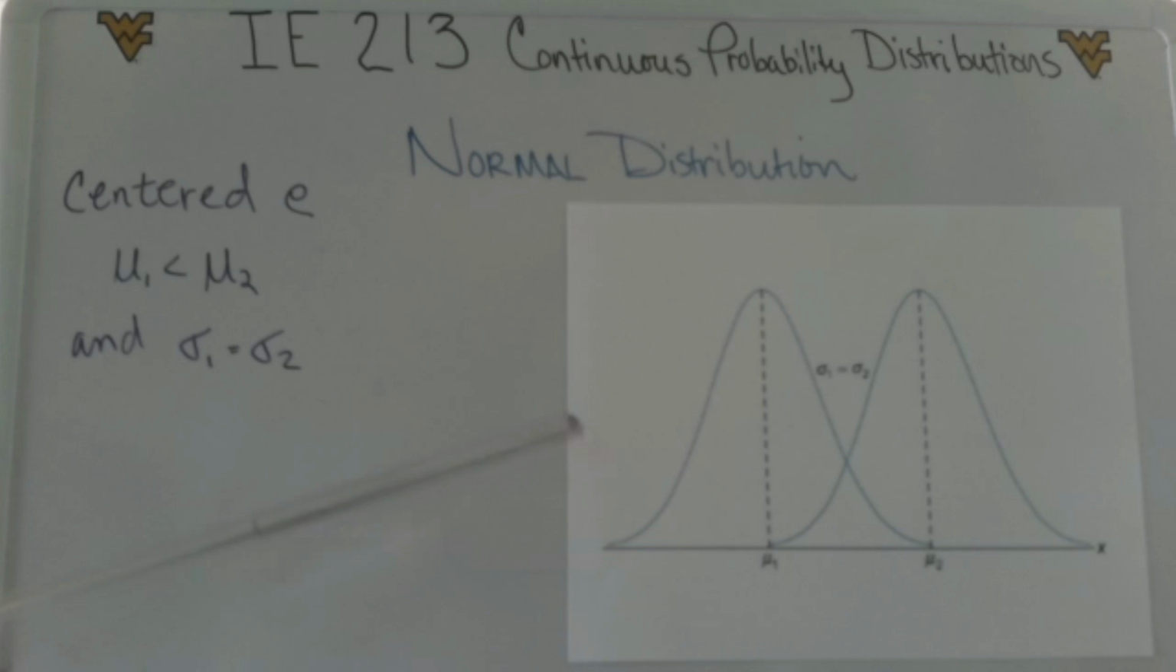In this figure, the two curves are identical in form, but are centered at different positions along the x-axis. As can be seen, mu1, or mean 1, of this curve is less than mu2, or mean 2, of this curve. But you can also see that the standard deviations are equal: sigma 1 equals sigma 2.